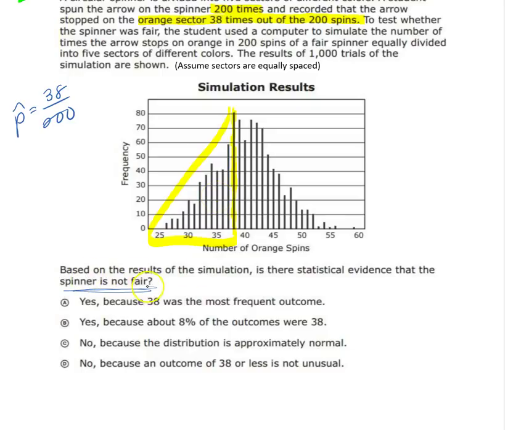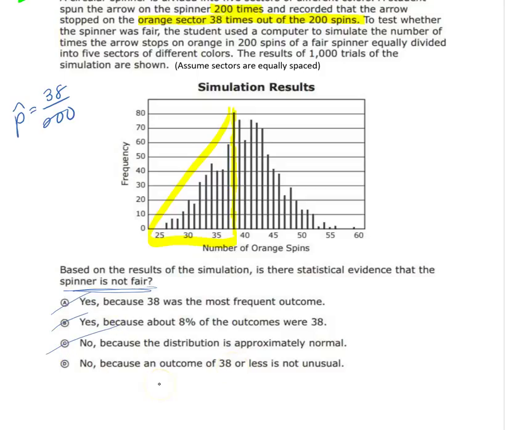So based on the spinner, is it not fair? Yes, because 38 was the most frequent outcome. Okay, well that doesn't necessarily tell me anything. Yes, it did happen the most often, but a lot of other situations happen pretty often as well, and that has nothing to do with fair versus unfair. 8% of the outcomes were 38. Again, that really tells me nothing about usual versus unusual. No, because the distribution is approximately normal. Okay, great. Shape tells me nothing about usual versus unusual.